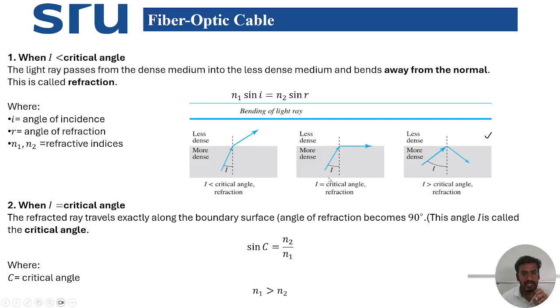Coming to the second case, when I is equal to the critical angle, the refracted ray travels exactly along the boundary surface. When light is transferred from the high density medium to the lower density medium, like water to air, the light ray travels exactly along the boundary surface, so the angle of refraction becomes 90 degrees. This angle I is called the critical angle, denoted by C, where sin C equals n2 over n1, and n1 is greater than n2.